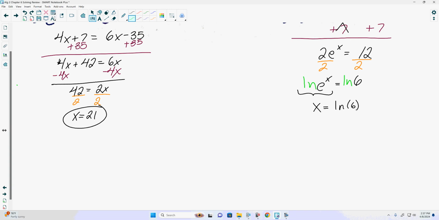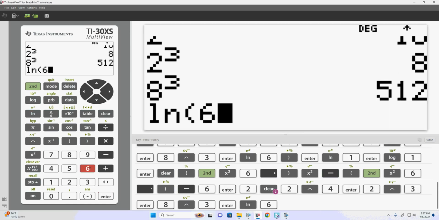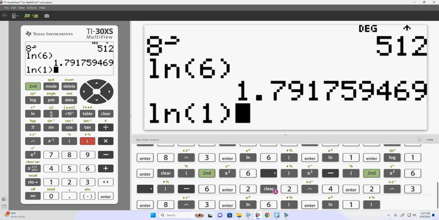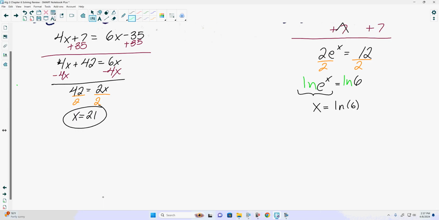Does the natural log of 6 give us a nice number? We can check and see. Natural log of 6 is not a nice number. The only time that we do get a nice number is if we're taking log or natural log of 1, or whenever the number inside the logarithm is the same as its base. If we have one of those two situations, it will reduce nicely. Otherwise, it's not. So our final answer is x equals the natural log of 6.